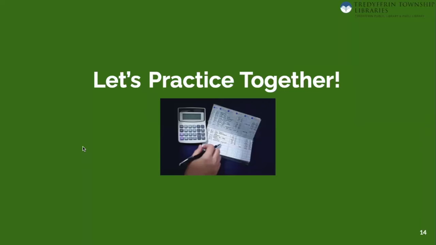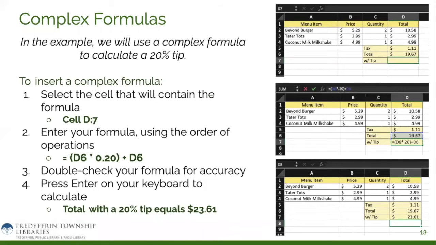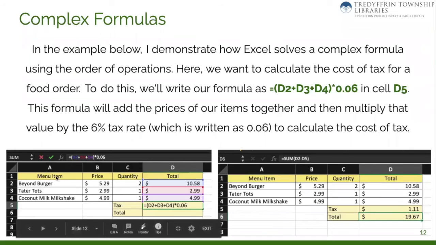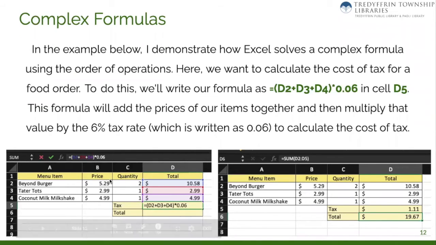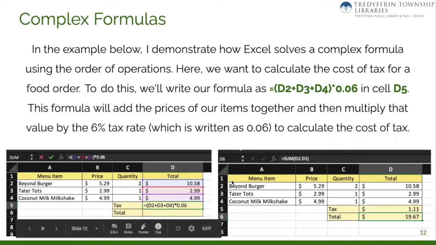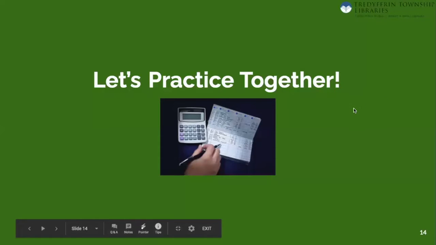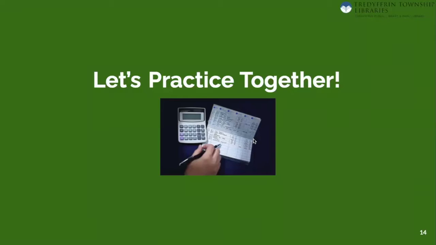All right, so do we have any questions about this kind of quick how to calculate tax and tip using complex formulas as an example? I threw a lot at you. It can be really overwhelming and very confusing. So before we move on to balancing a checkbook, does anyone have any questions about the complex formulas I used in that example?